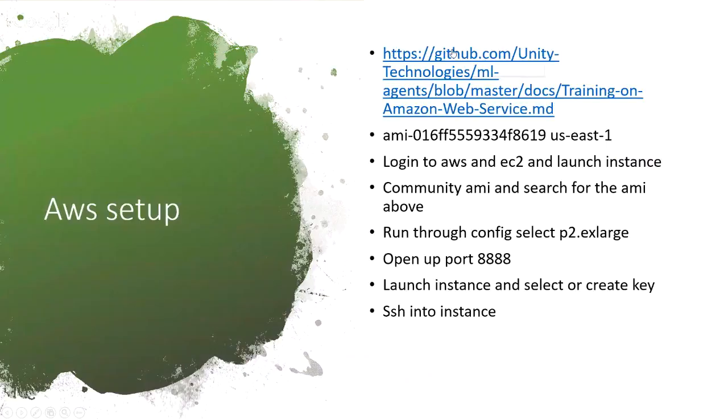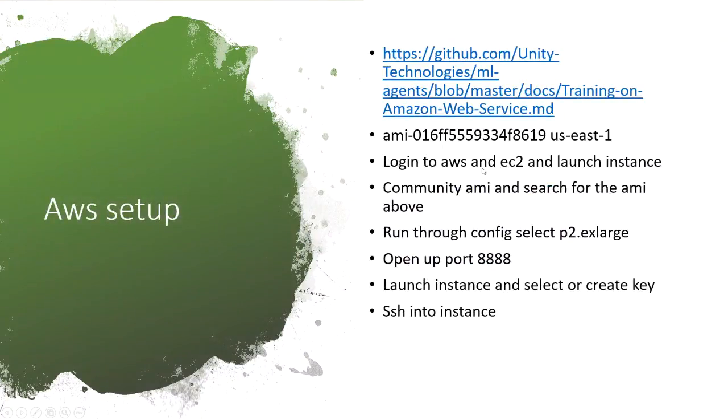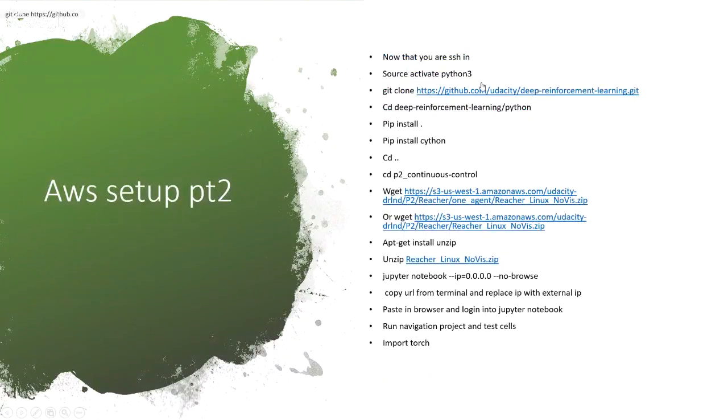Now, for an AWS setup, I would say go to here, get this particular environment, and from the community, search for the AMI. Get a P2 extra large, open up port 8888, launch the instance, and create a key. Then once you go into it, SSH into it, source activate Python 3, git clone it, cd into Python. Once again, pip install. You'll then have to cd into the continuous control folder and wget the no-viz or the multiple version.